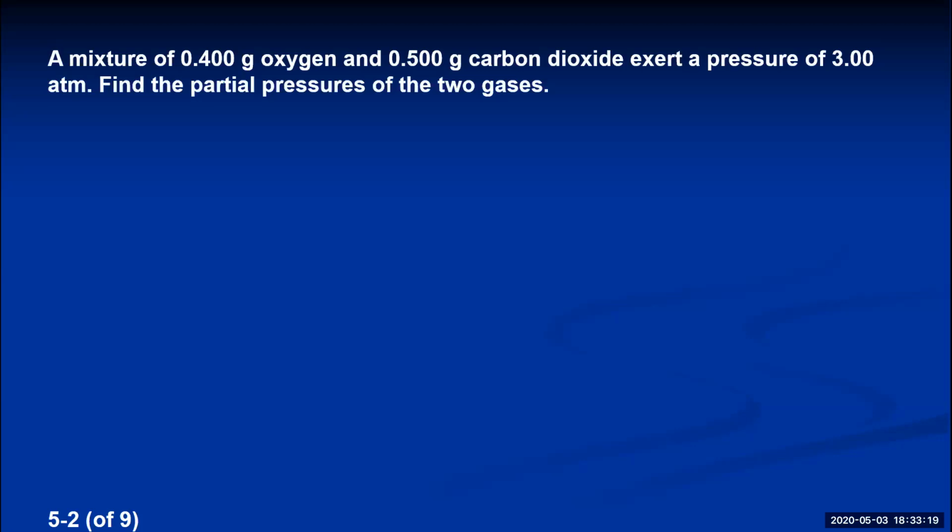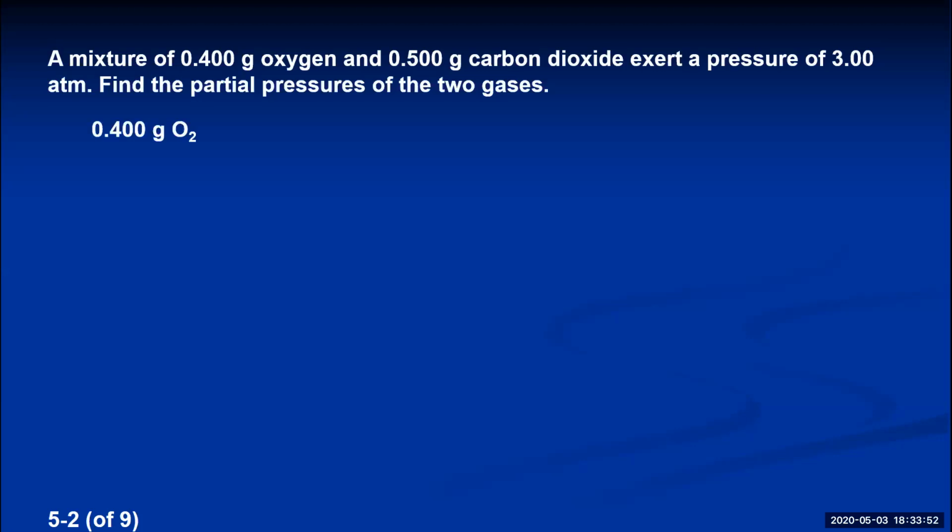When you have a gas mixture, the individual pressure of each gas in the mixture is called its partial pressure. And the partial pressure is related to the total pressure of the gas mixture and the mole fraction of the particular gas. So we have to calculate the mole fraction of oxygen and the mole fraction of carbon dioxide in this mixture. And if we multiply the mole fraction by the total pressure, that's going to give us the partial pressure. So the first calculation here is to calculate moles of oxygen and moles of carbon dioxide.